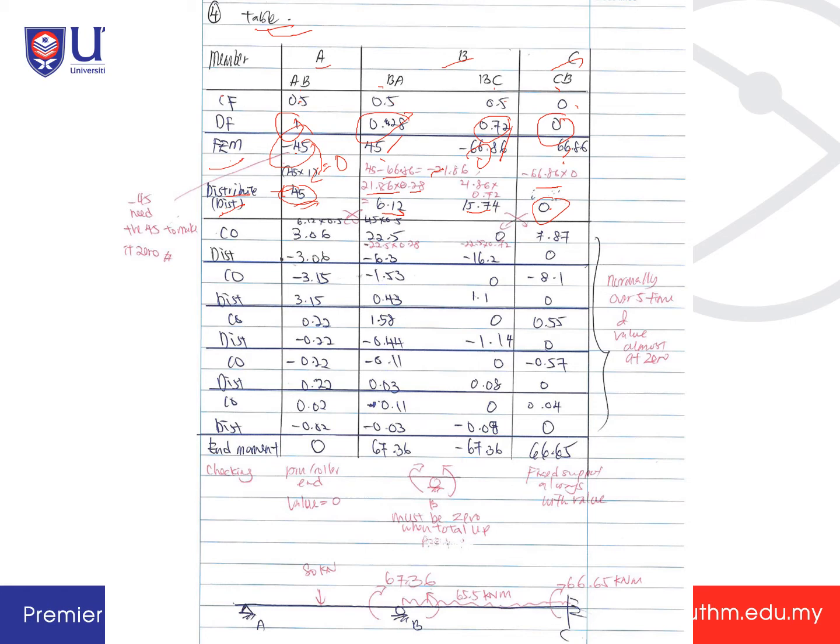So now, CO is carry over. Then we need to bring it carry over by using the CF factor. So now we will bring it like BA, you will bring it to AB. AB, you will bring it to here. You will have a cross. Okay, so let me erase this, you will have a clearer photo.